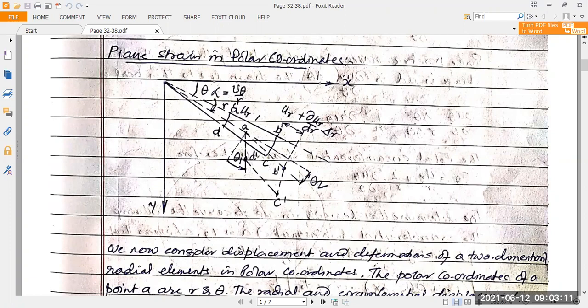Let us start today. Today, we will start the discussion of strain in case of polar coordinates. First, we have to make it clear what exactly the polar coordinates are.